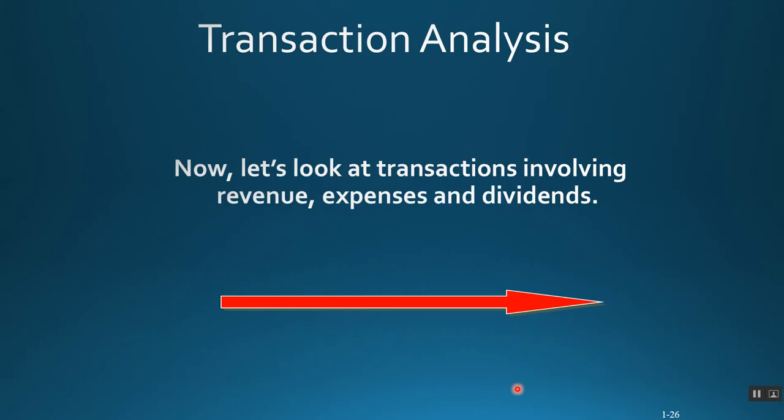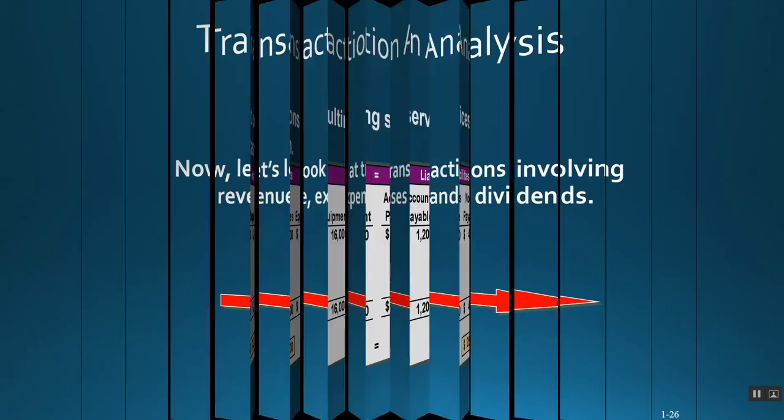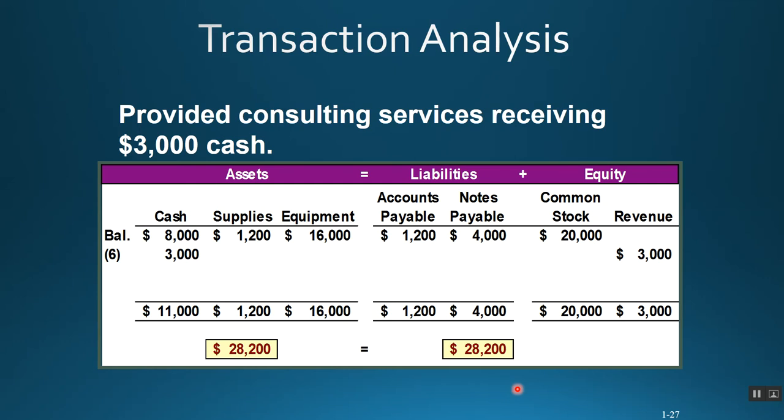Now let's look at transactions involving revenue, expenses, and dividends. So providing consulting services, receiving $3,000 in cash. So finally, we have earned some revenue. Good grief. We earned revenue by providing services to a customer, and those services were worth $3,000. So remember, we always record the revenue once we've earned it, once we've completed the task or the service or delivered the product. In this case, yippee, we were paid immediately. So we got the cash. Notice that cash increased by $3,000 and revenue increased by $3,000.